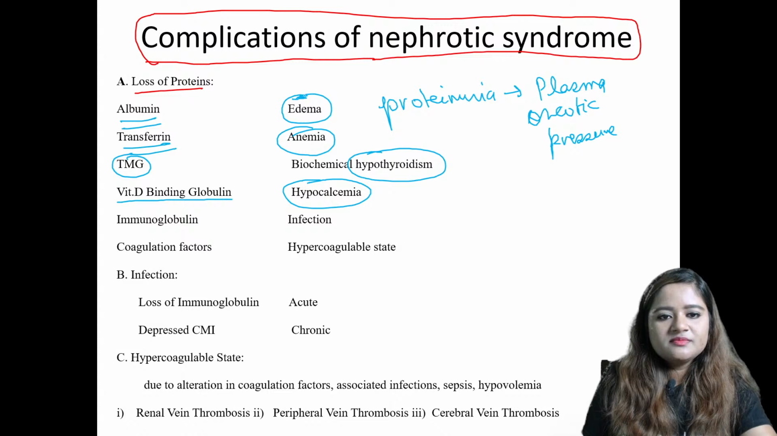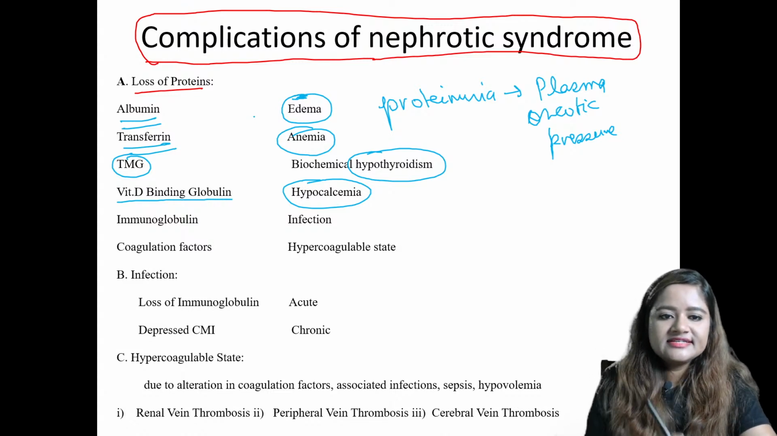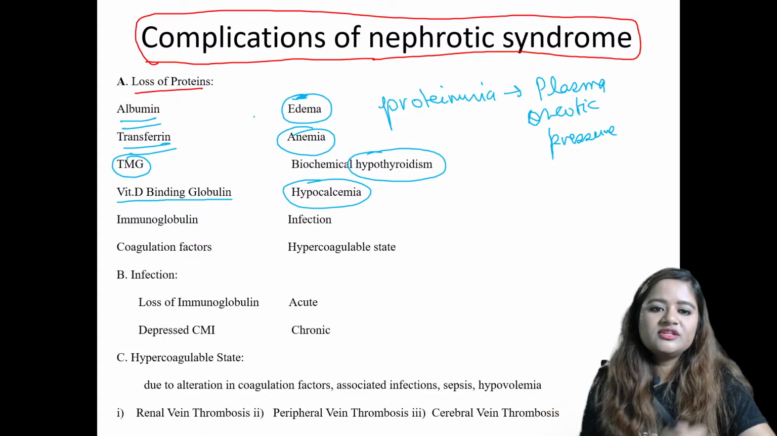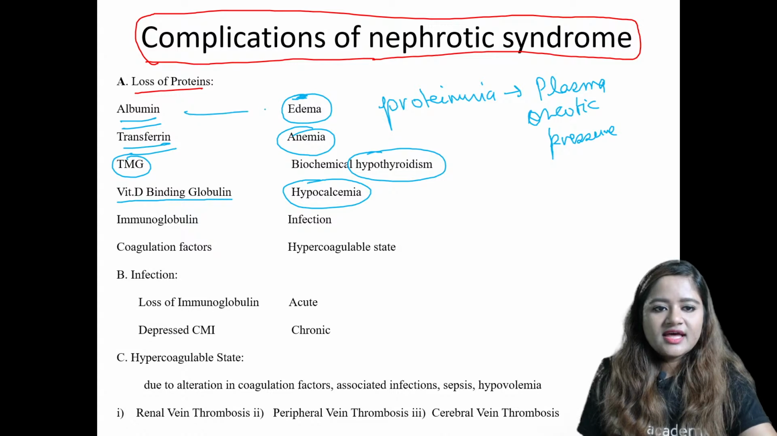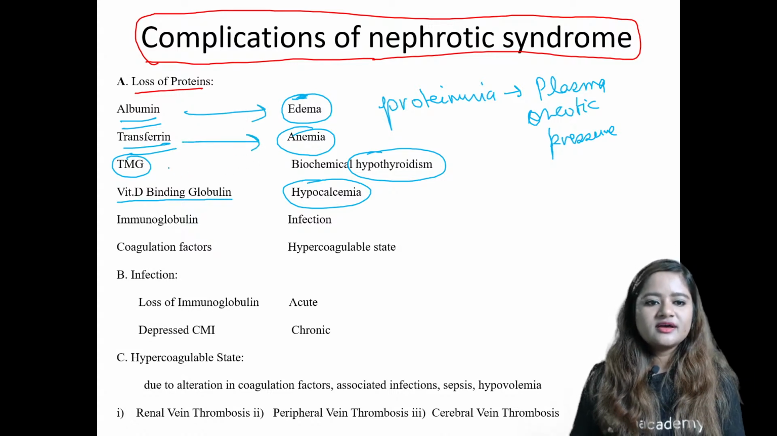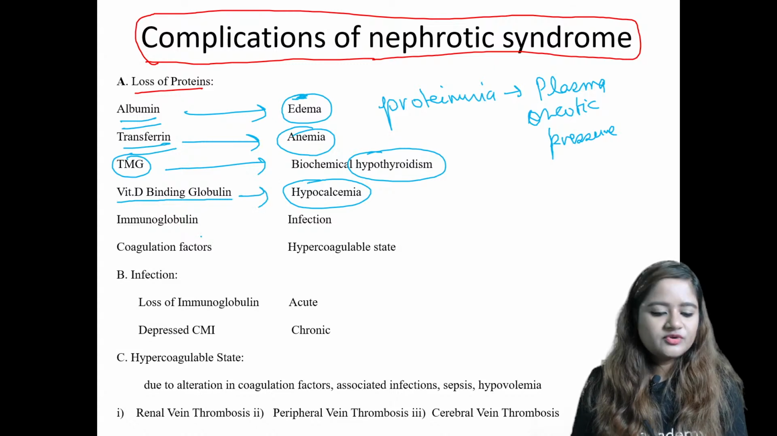So because of the basement membrane disturbance, ये सारे प्रोटीन्स हमारे यूरिन में लॉस हो जाते हैं. So whenever there is decrease in these proteins, its effective work or function in our body gets compromised. Albumin कम होने से edema हो जाएगा, transferrin कम होने से anemia हो जाएगा, thyroid globulins के वजह से hypothyroidism हो जाएगी, vitamin D प्रोटीन कम होने के वजह से hypocalcemia हो जाएगा.